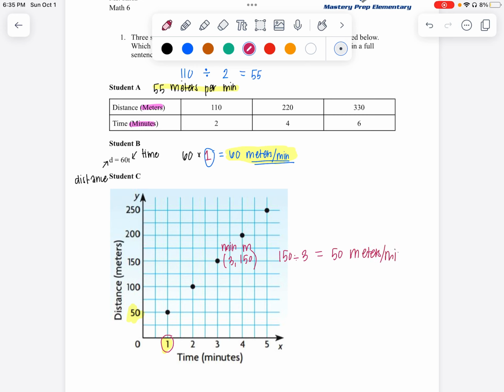And so now you have a unit rate, a rate per 1 for all of the students, and you want to write a full sentence at the bottom telling me which student runs the fastest.